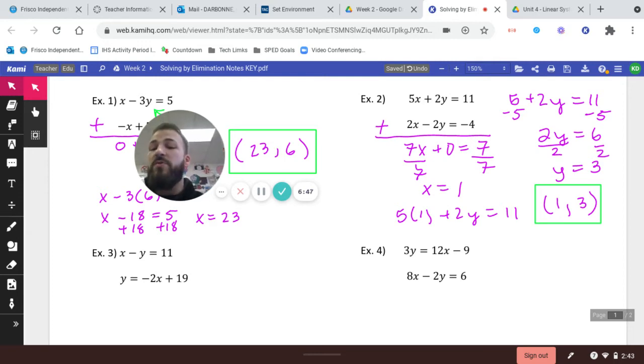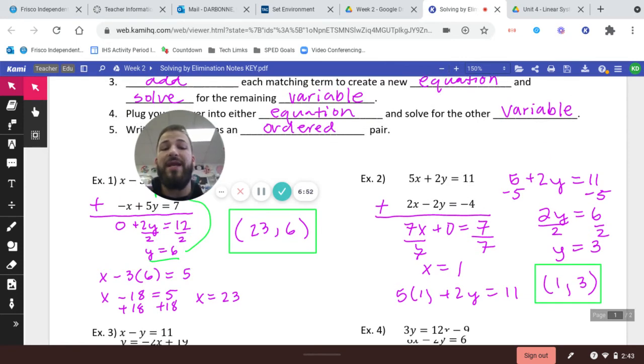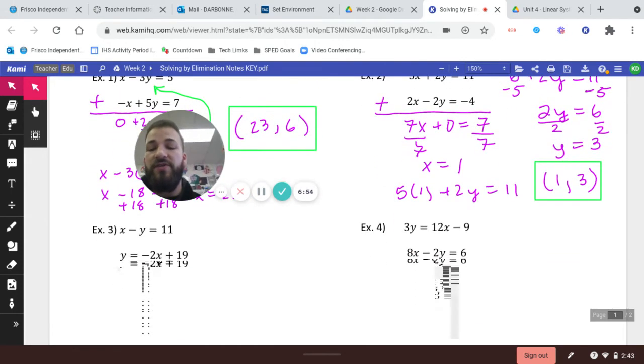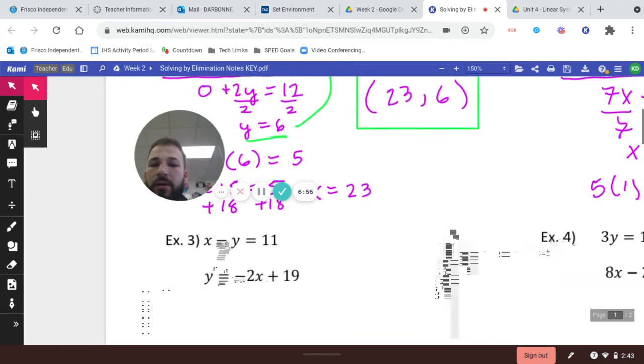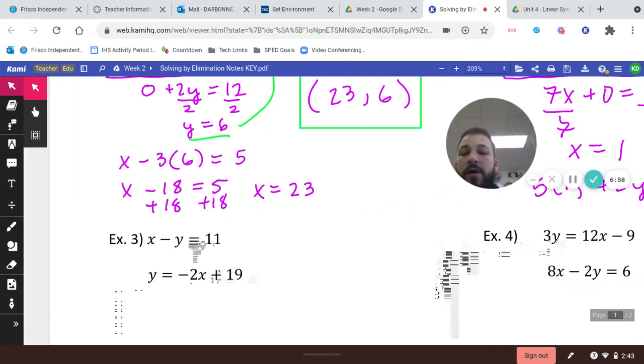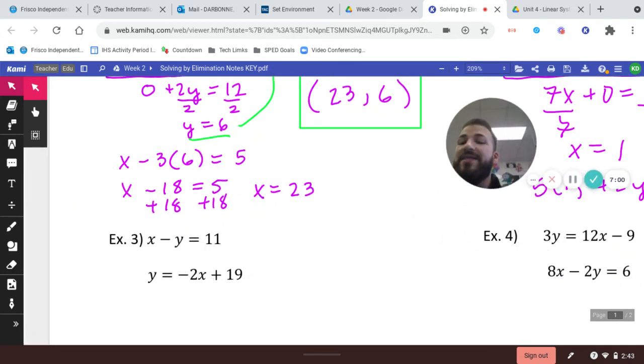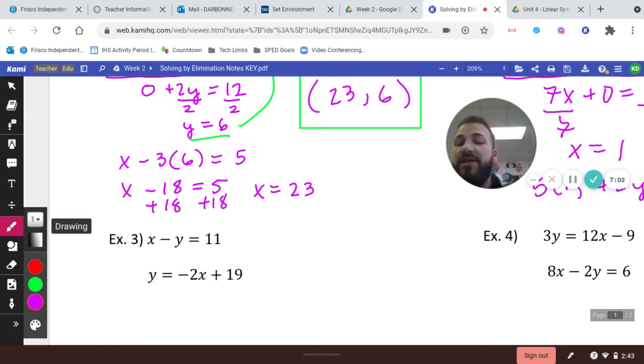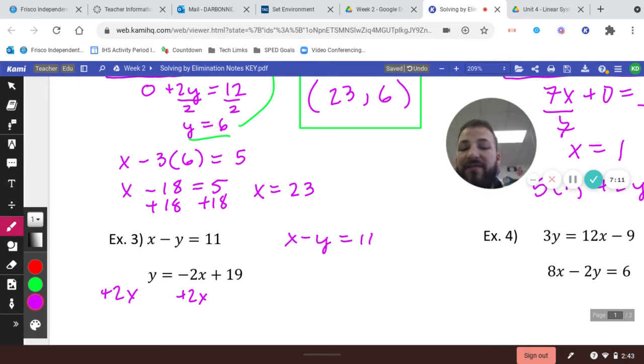It doesn't matter which one you move. I always think it's easiest though to get it into this x, y form like we had in example 1 and example 2. So for example 3, I want to move that x term over in my second equation. So I'm going to go ahead and move this over and say plus 2x plus 2x. So that gives us x minus y equals 11 and 2x plus y is equal to 19.